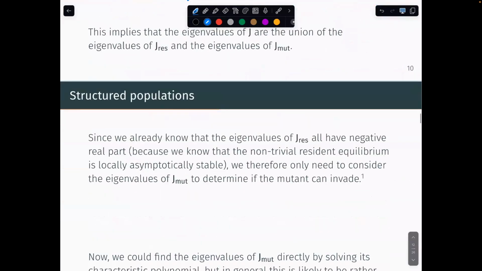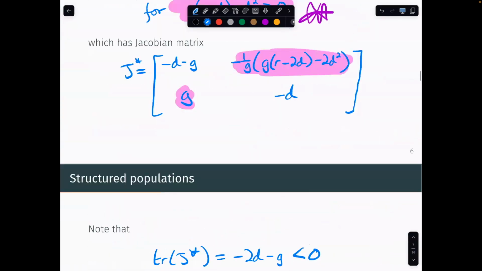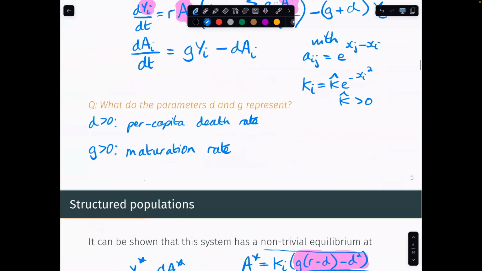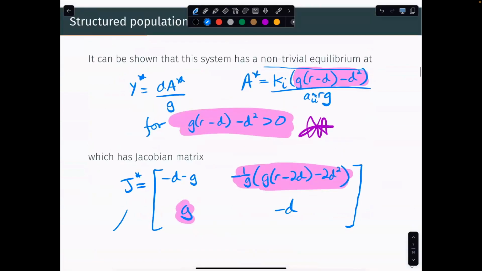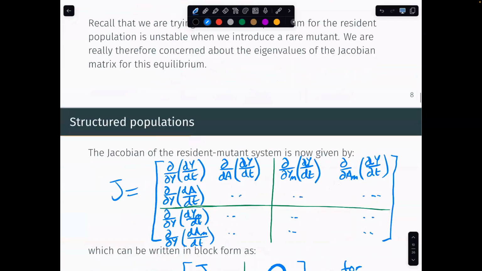Because we already know that the eigenvalues of our resident Jacobian all have negative real part. We know this because our non-trivial resident equilibrium is locally asymptotically stable. In other words, if I go all the way back up to here, this essentially is our J res. This is what we started with. And we've already shown through the Routh-Hurwitz criteria that it is locally asymptotically stable when it's biologically realistic. We're going to assume that, because otherwise we're in a trivial case.